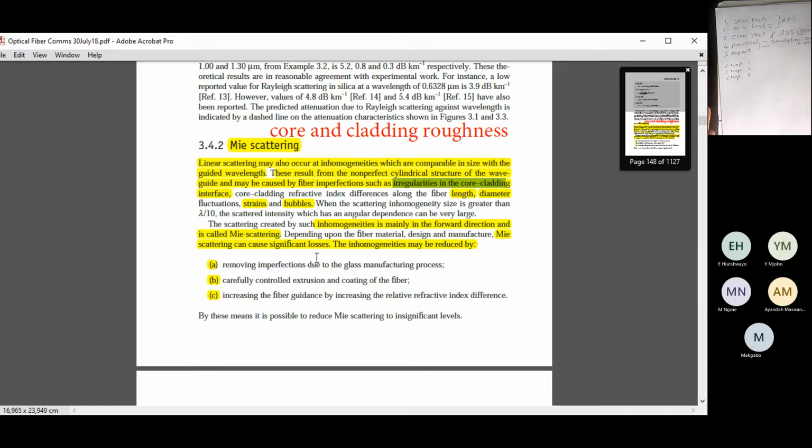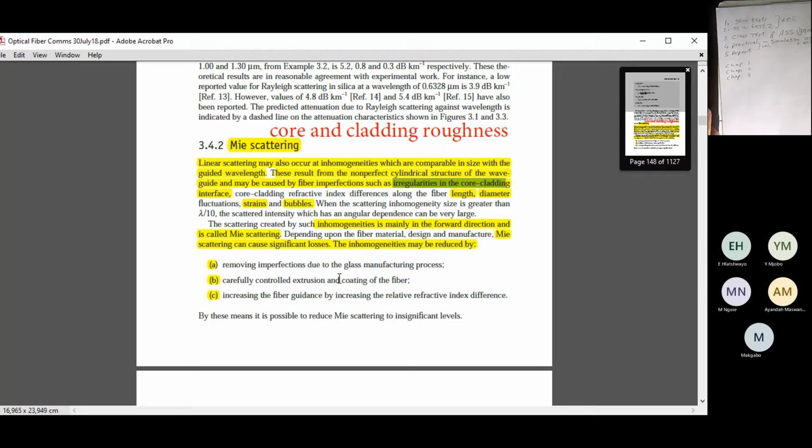So Mie scattering can be reduced. Mie scattering can be reduced by removing imperfections due to the glass process, carefully controlled extrusion of the fiber, more careful extrusions, maybe slower and more controlled. Increasing the fiber guidance by increasing the refractive index. So you can reduce Mie scattering by this.